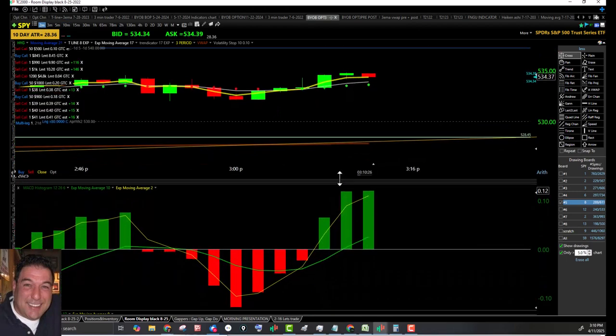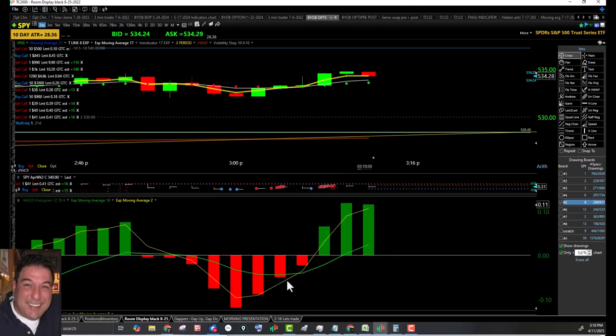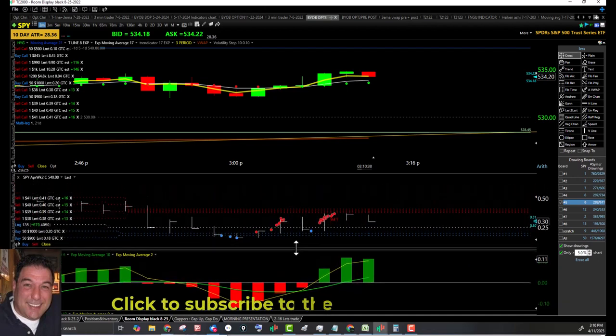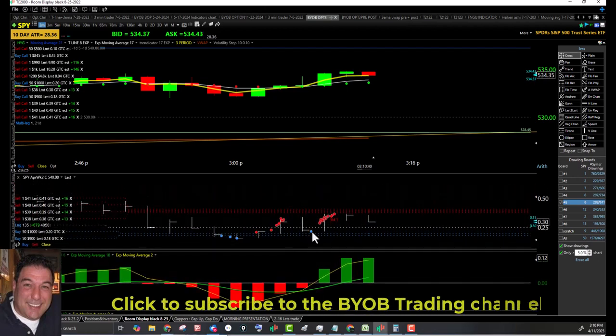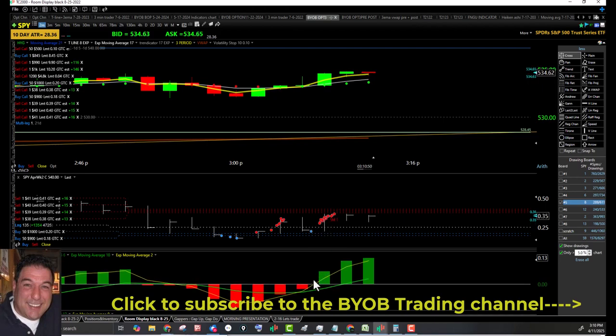You can see here's a MACD cross. See the 2 EMA crosses over the 10. So you can come back here and you'll see right there, I saw the cross, so I bought 50 contracts. I actually had another 100, and then as price pulls away, I sell into the rallies. You can see the MACD getting higher and higher.